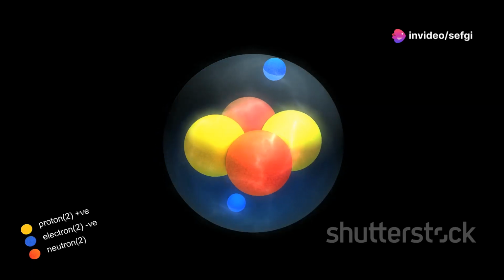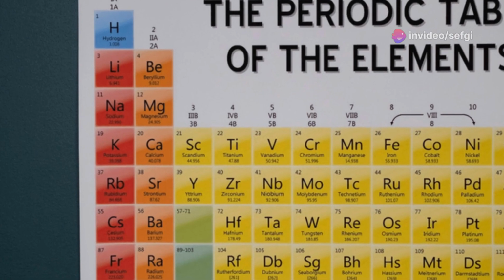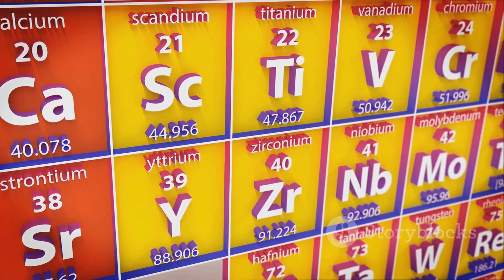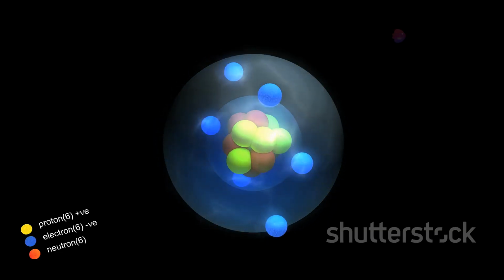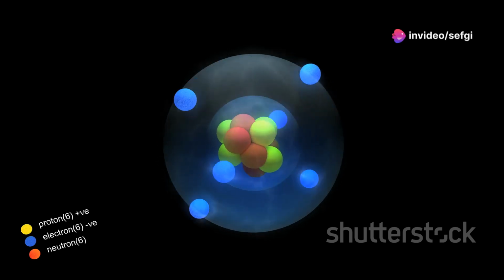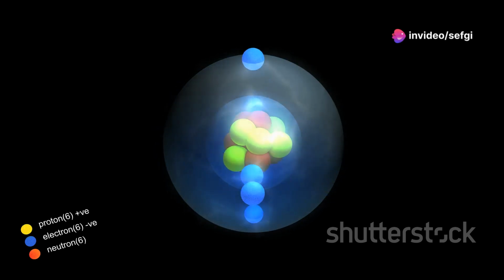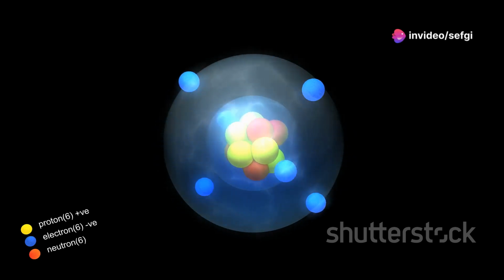Protons are positively charged particles. They give the atom its identity. The number of protons in an atom determines what element it is. Neutrons, on the other hand, carry no electrical charge, hence their name. They reside within the nucleus alongside protons, contributing to the atom's mass.